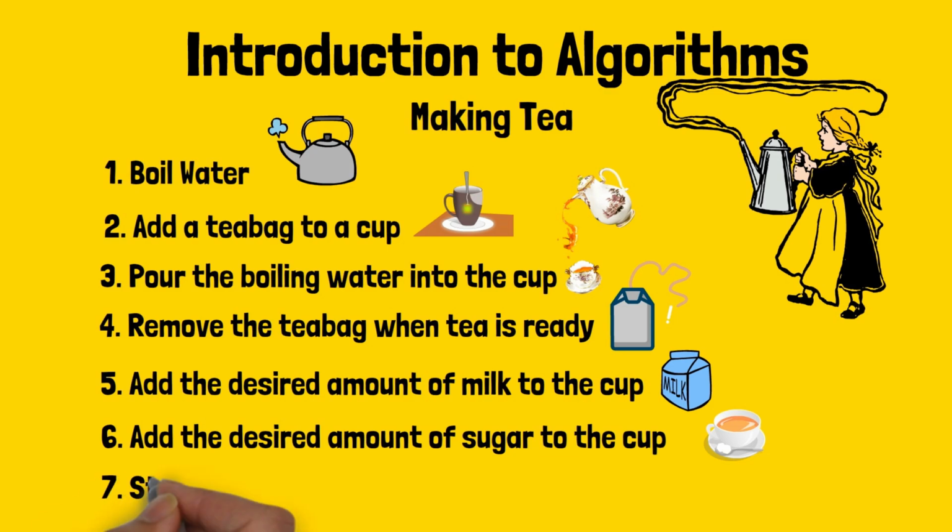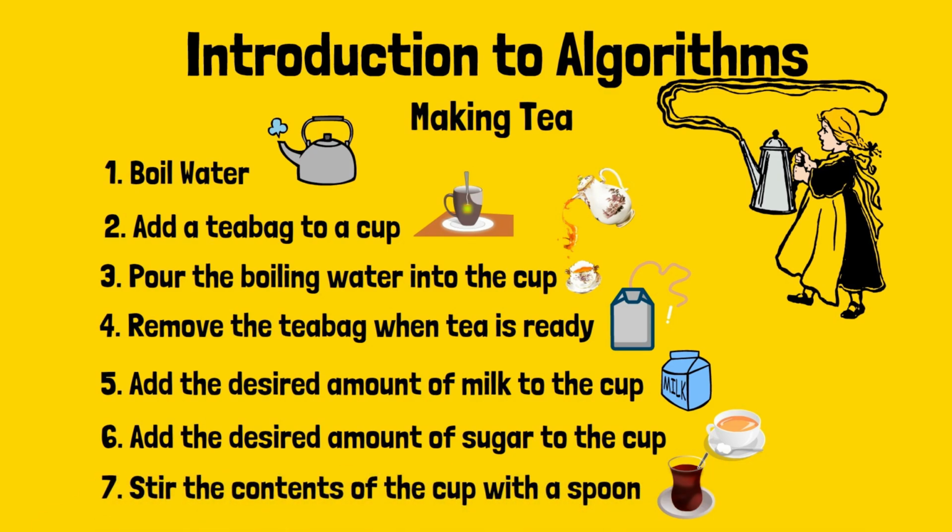And in step 7, we stir the contents of the cup with a spoon, and our tea is ready. Now you might be looking at this and thinking, wait a minute, that's not how I make tea. I don't put the tea bag in the cup, I put the tea bag into a teapot, and I boil the water and I pour that into the teapot, and then I add milk into the cup before I pour from the teapot into the cup, because that burns the milk. It gives the tea a little bit of a different taste.